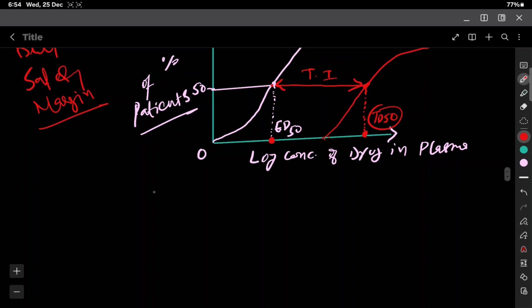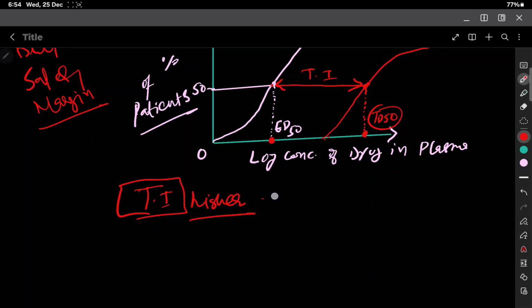Now, if the therapeutic index (TI) is higher, the safer is the drug. If the value of the therapeutic index is higher, that means the drug is safe for use. So higher the therapeutic index, greater is the safety of the drug. For example, I will give you an example here.